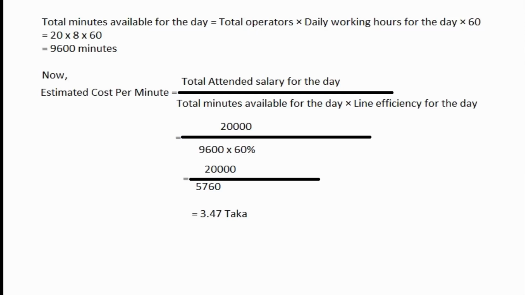Now, estimated cost per minute equals total attended salary for the day divided by total minutes available for the day into line efficiency for the day. 20,000 divided by 9,600 into 60%, 20,000 divided by 5,760. Equals 3.47 taka.